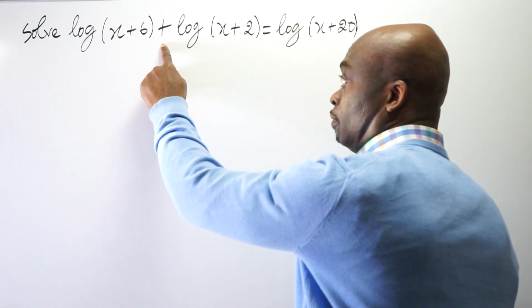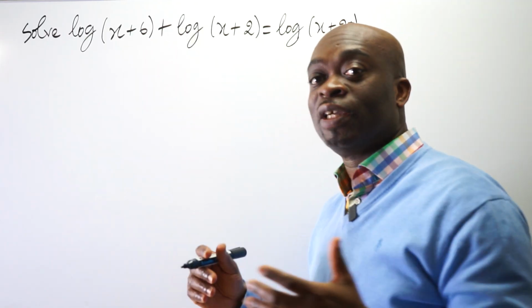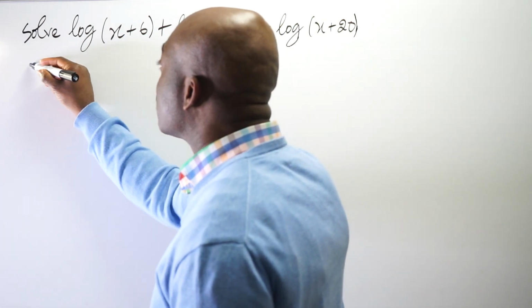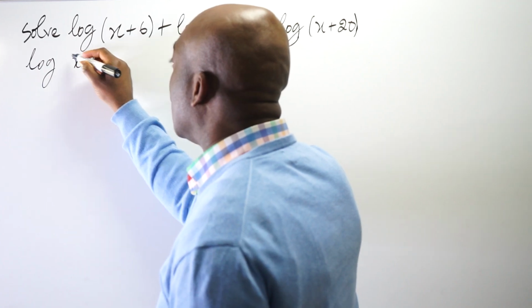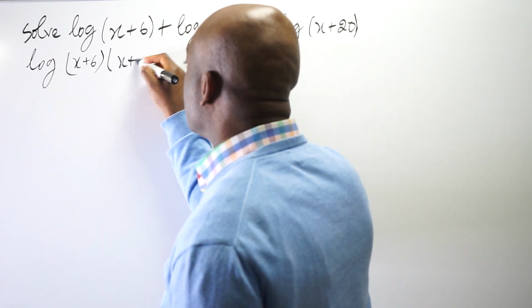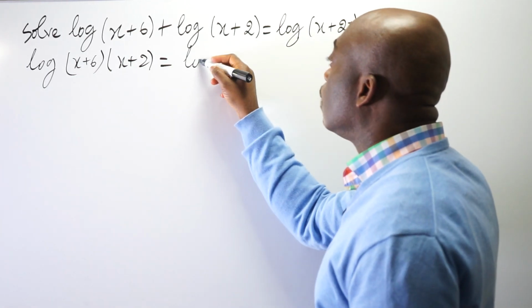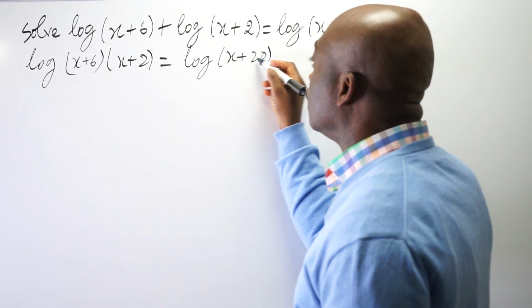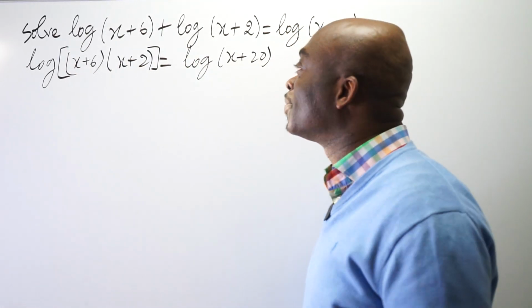We have addition. So because of the addition, what's going to happen? We're going to use the product property, right? So that would give us what? That would take us to log of (x + 6) times (x + 2), and that would be equal to log of (x + 20). Then we can put brackets around this one to make it look nice, okay?